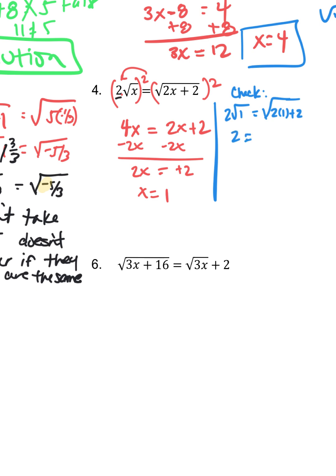On the other side we get 2 plus 2, which is 4, so the square root of 4. Sorry, I'm cramming that in there. Is that a little better? So this is just the square root of 4, which is 2. So it works. So this is our solution.